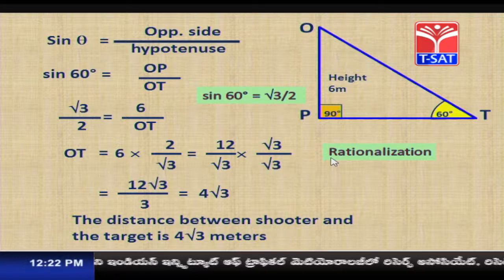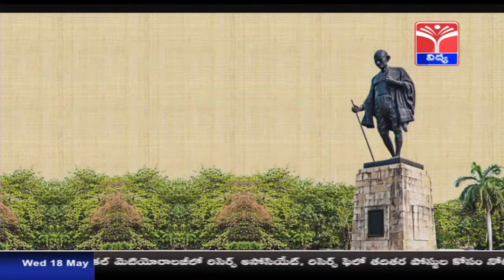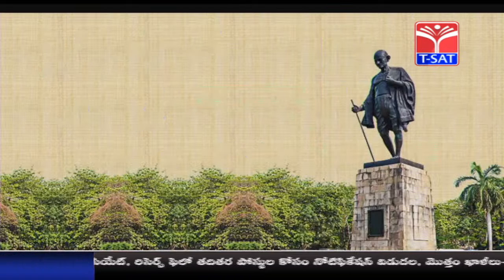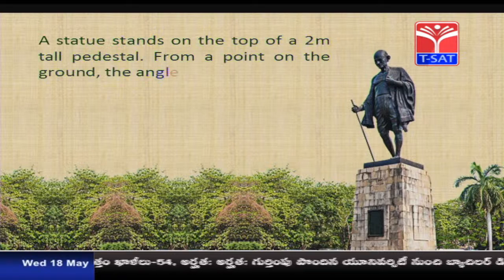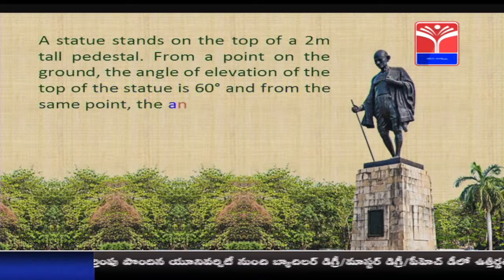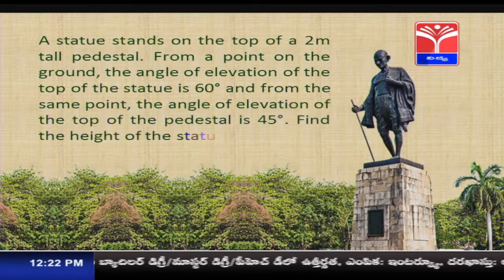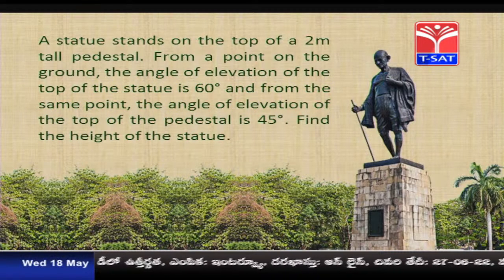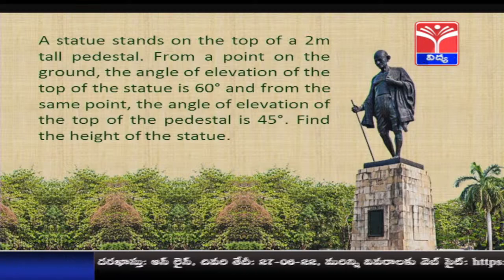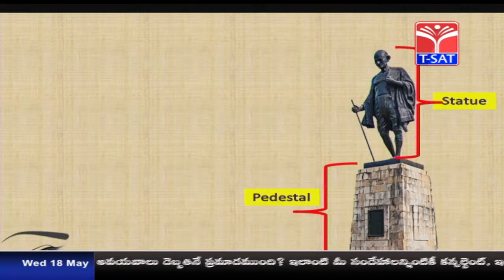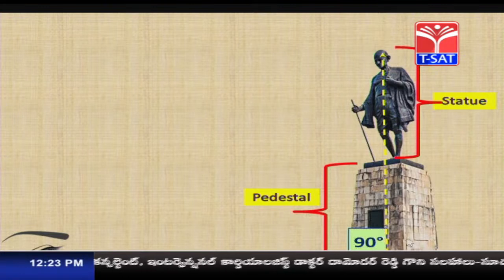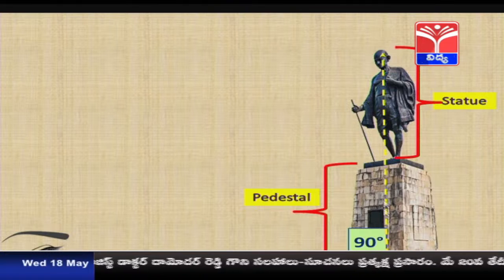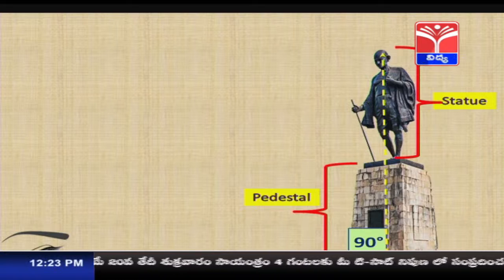Now, we have one more question for you. Please see the statue of Mahatma Gandhi, is it right? And now, let us first discuss the question. A statue stands on the top of a 2-meter tall pedestal. From a point on the ground, the angle of elevation of the top of the statue is 60 degrees. And from the same point, from here, the horizontal line, how much is it? This is the vertical line, which is going to measure the total height of this particular statue from the ground, you can say. Both are 90 degrees to each other.